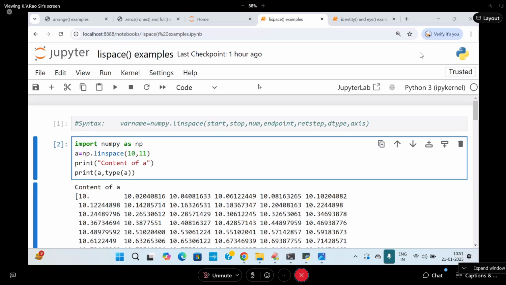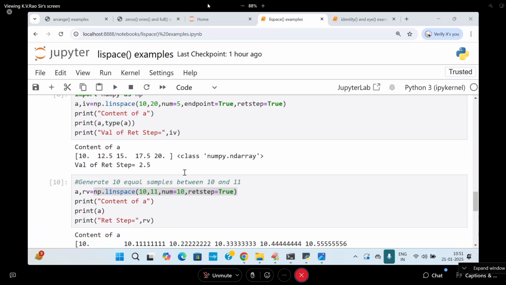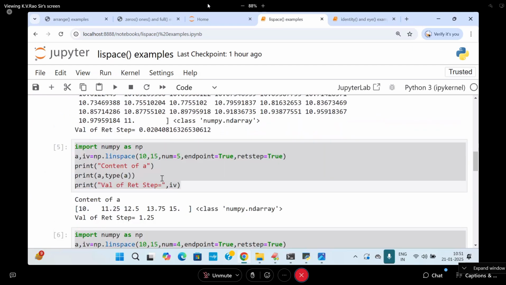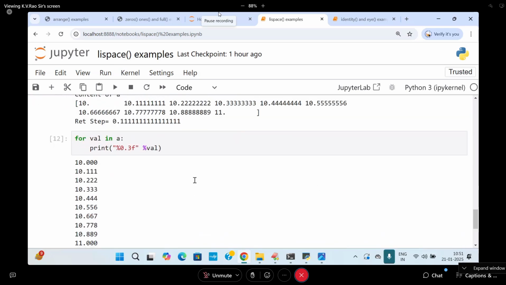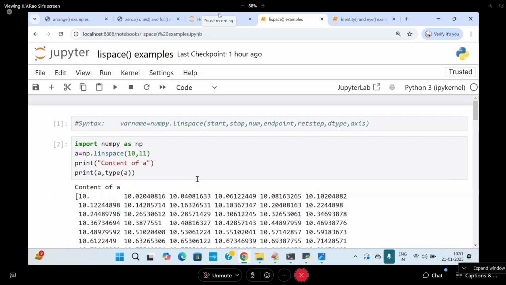Any more doubts you have? Linspace examples are here, many examples. Joining late to the class is always a problem. You have to join on time and learn it. This topic is already there. I will upload it. Try to download it and get it. Okay.